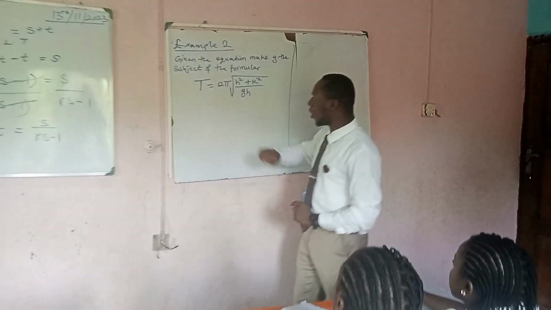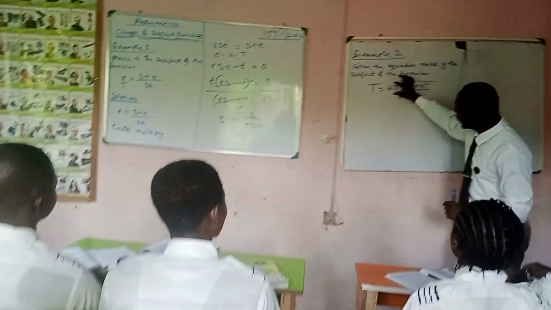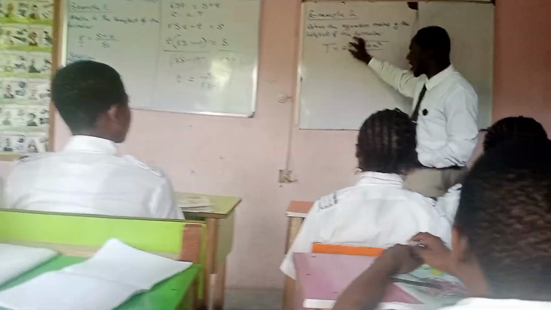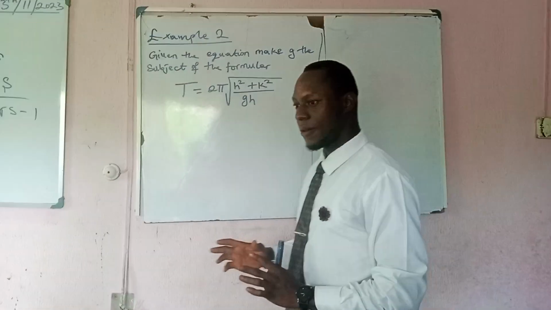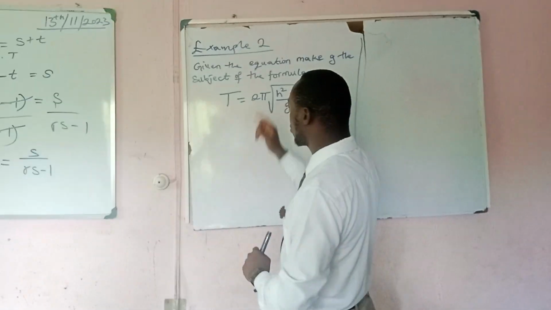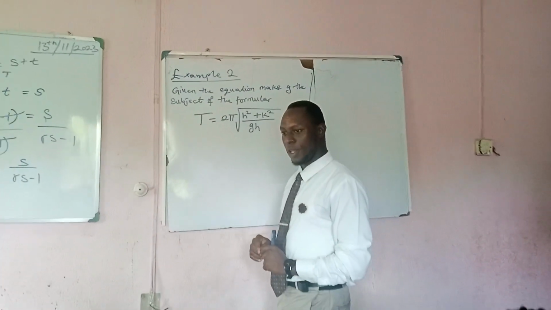So now, from here, what do we do first? We have to remove this guy. You have to deal with this guy first. What do we do? Any idea? We divide through by 2 pi. Are you following? Yes, sir.